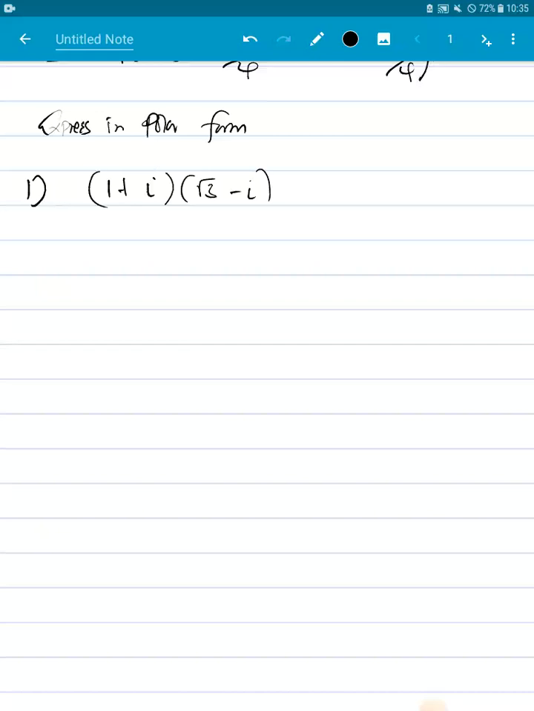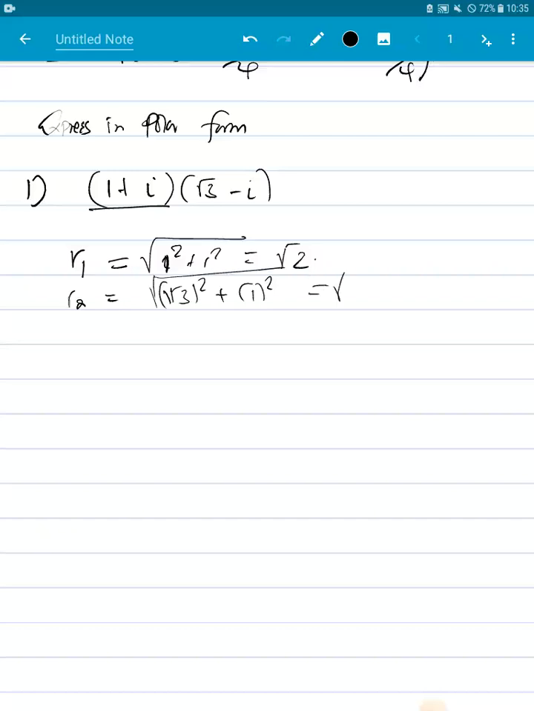Let's call it modulus r1. Let's find the modulus for this one. The modulus is the square root of 1 squared plus 1 squared, which is just root 2. Now let's go to r2. r2 is the modulus of this one, which is the square root of root 3 squared plus 1 squared, which gives us root 4, and that will give us 2.